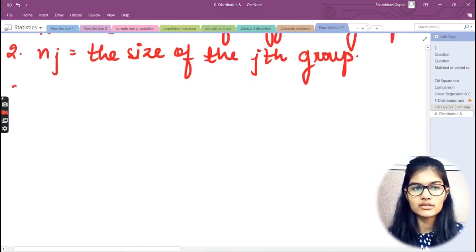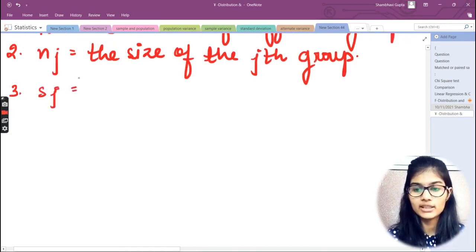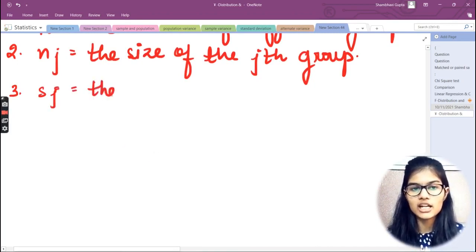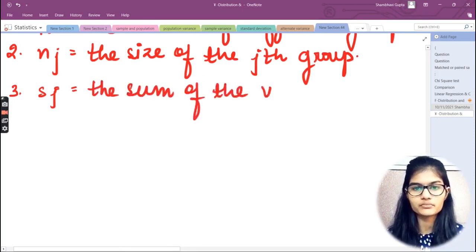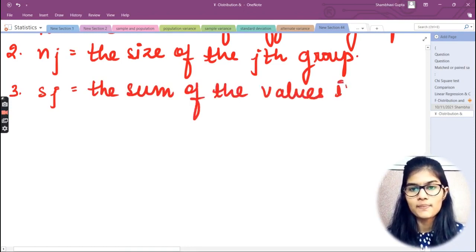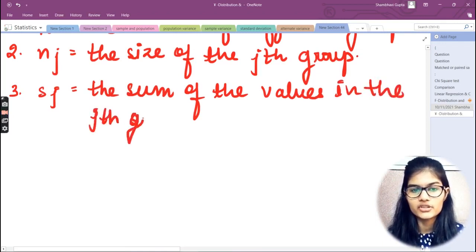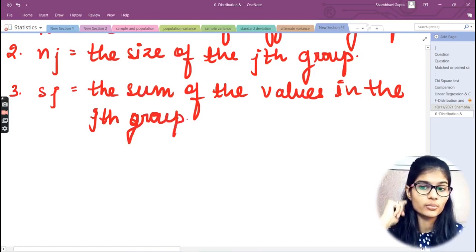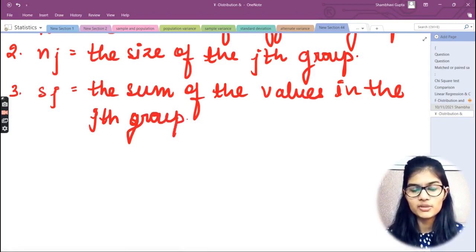Now let me come to the third point, and here we have s of j. Okay, we have the very next value, that is s of j. What does that actually mean? That means the sum of the values in the jth group. So when we talk about n of j, it means the size of the jth group. Okay, and when we talk about s of j, it means the sum of the values in the jth group. Fine.